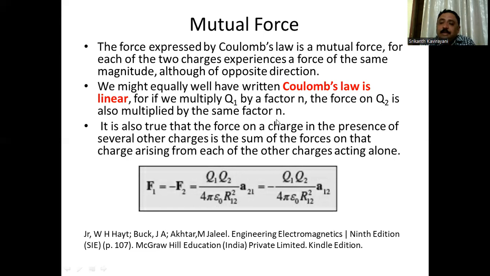It is very important to realize that Coulomb's law is linear, because when we have n number of charges, the definition based on superposition will allow us to calculate the force due to different charges that are present in the field. It is also true that the force on a charge in the presence of several other charges is the sum of the forces on the charge arising from each of the other charges acting alone, as I mentioned. So F1 equal to minus F2 equal to Q1 Q2 by 4 pi epsilon naught R12 square A21, equal to minus of Q1 Q2 by 4 pi epsilon naught R12 square A12.